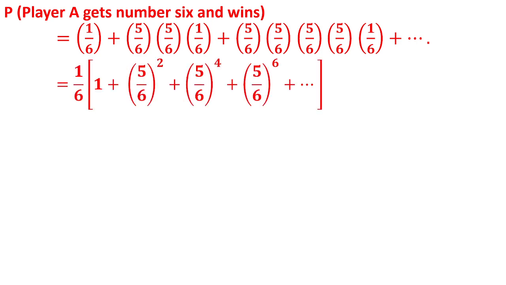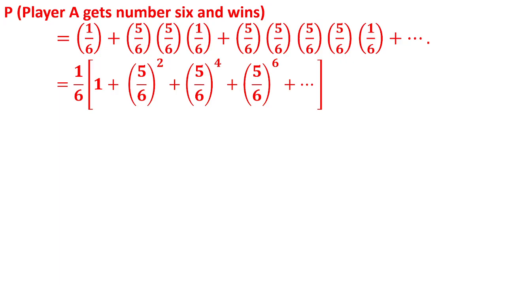I am getting 1 by 6 outside. I am getting 1 plus (5 by 6) the whole square plus (5 by 6) whole power 4 plus (5 by 6) whole power 6 and so on. Now recollect, this was a geometric progression you studied in class 11. In geometric progression, you have to identify what is A and what is R. In this problem, A is 1, R is (5 by 6) the whole square.